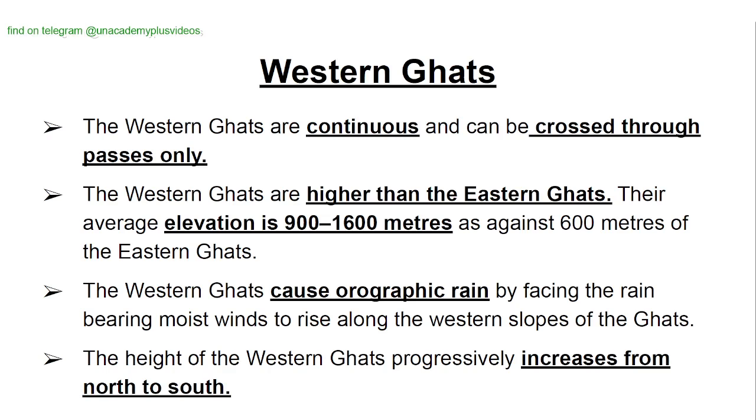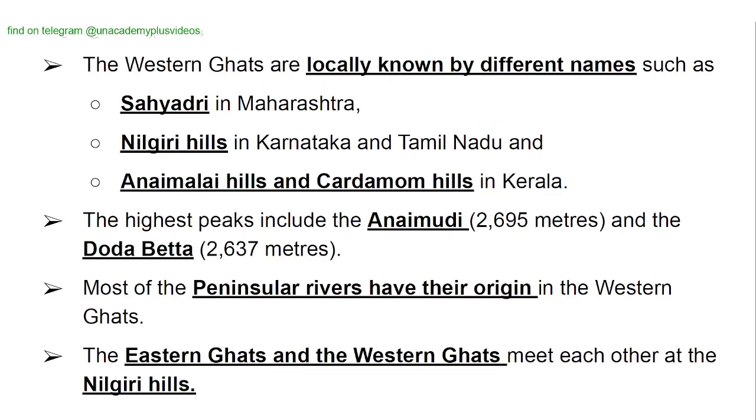The Western Ghats cause orographic rain by forcing the rain-bearing moist winds to rise along the western slope of the Ghats. The height of the Western Ghats progressively increases from north to south. The Western Ghats are locally known by different names such as Sahyadri in Maharashtra, Nilgiri in Karnataka and Tamil Nadu, and Annamalai Hills and Cardamom Hills in Kerala. The highest peaks include Anaimudi of 2695 meters and Dodabetta of 2637 meters. Most of the peninsular rivers have their origin in the Western Ghats. The Eastern Ghats and Western Ghats meet each other at the Nilgiri Hills.